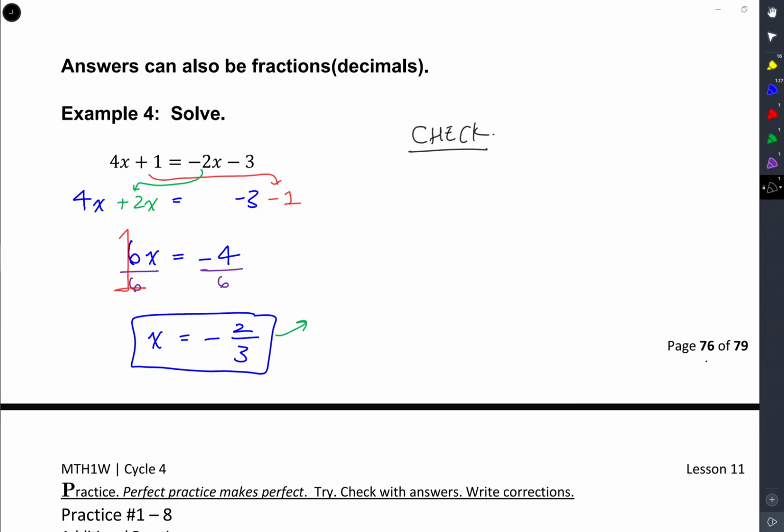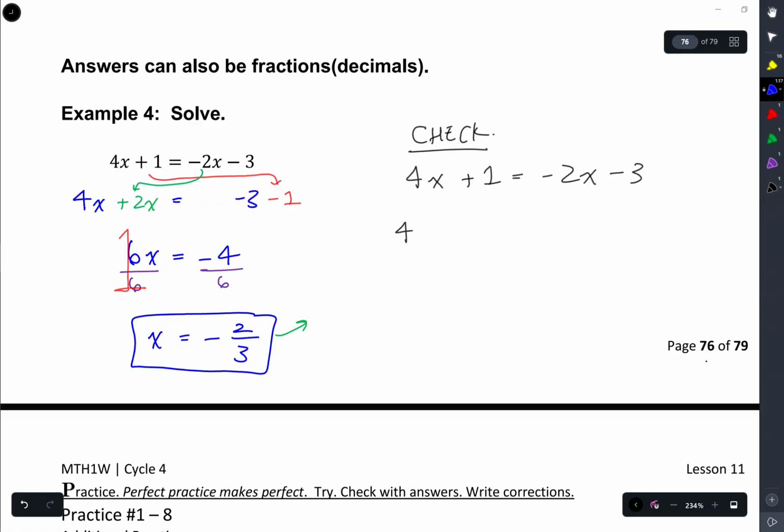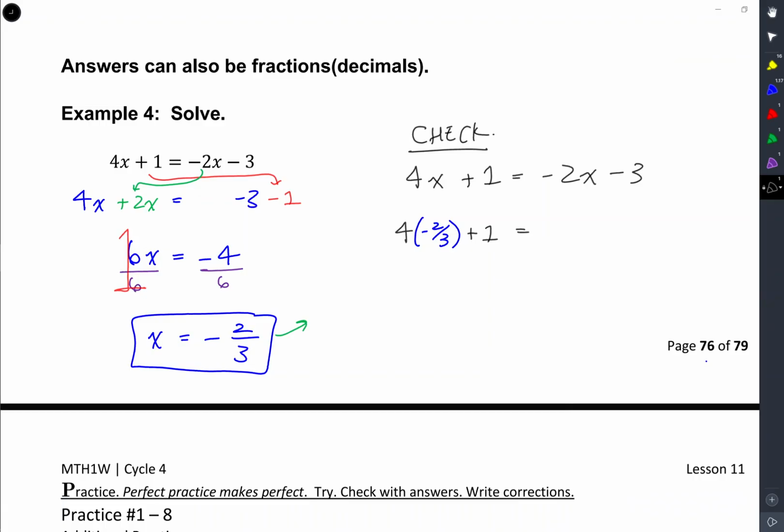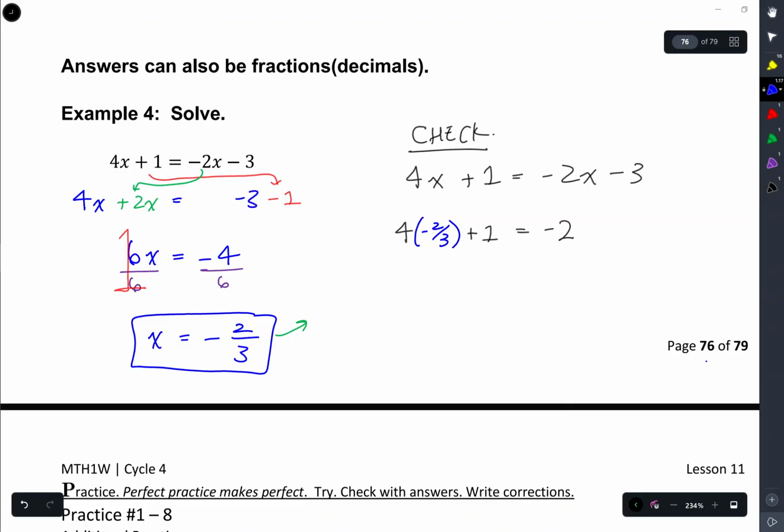Again, to do our check, we're going to take our equation, 4x plus 1 equals negative 2x, subtract 3. Wherever we see our x, we're going to sub in our solution of negative 2 over 3. So here's our 4, there's the x, negative 2 over 3. We're going to add 1, there's the equals, there's the minus 2, and again, there's the x, which is negative 2 over 3. Let's make sure that solution works out.